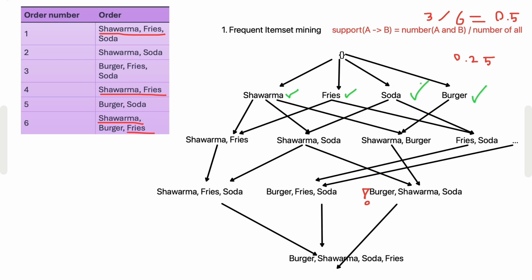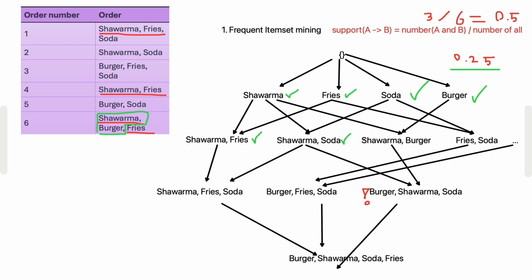Now, the combination of shawarma fries is also frequent, as we saw, but the combination of shawarma soda might also be frequent. Let's see. We have here shawarma soda, which is already 2 out of 6, which means it is frequent. Yes. So we do this right here. And then we also see that shawarma burger is actually not really frequent at all. We only see it a single time right here. But if our threshold, as we said, 25%, meaning it should show up at least in 25% of the samples here. So what we do is we then actually just fully remove this right here.